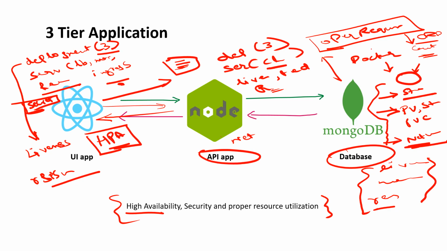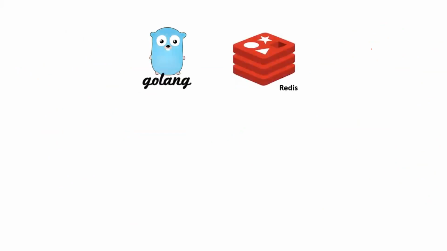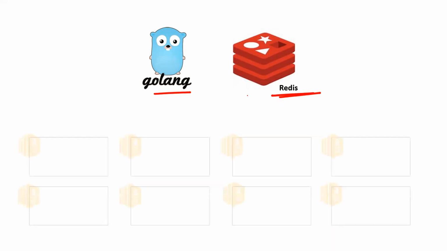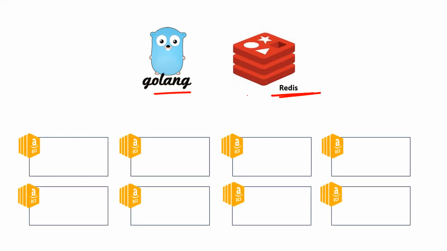So now let's move on to the next scenario or requirement. The next scenario is again simple. Let's say we have a Golang application, and this Golang application uses a Redis cache. Whoever wants to deploy, the reporter or whoever has given the requirement, has a Kubernetes cluster of 8 nodes. And they want to deploy 2 replicas of Redis cache and 2 replicas of the application.